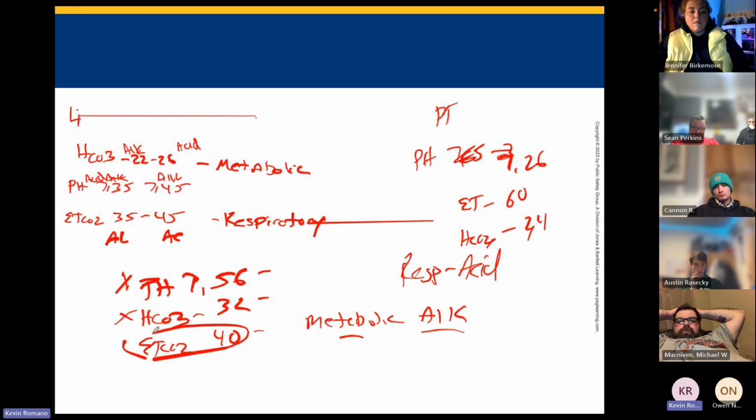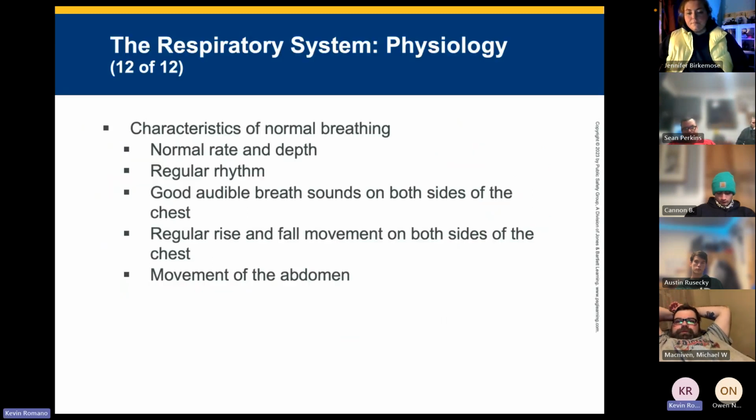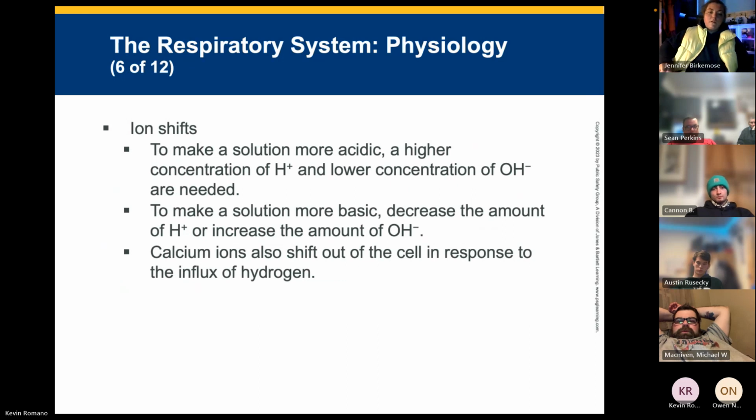And then how do we treat it? Well, if it's metabolic, at the advanced EMT level we're not going to treat it. But respiratory, we can. We have BVMs, we have CPAP, we have a bunch of different things that we can utilize to change that outcome. Does that make sense? You guys have any questions about it? Good. Please ask, because this is very important when it comes to respiratory, because we get a lot of those types of calls. All right. Let's just plow through this and see how much farther we can get.